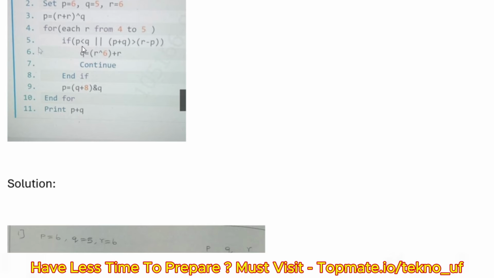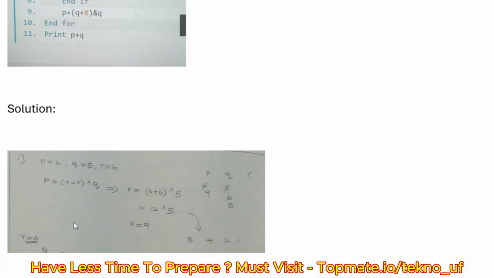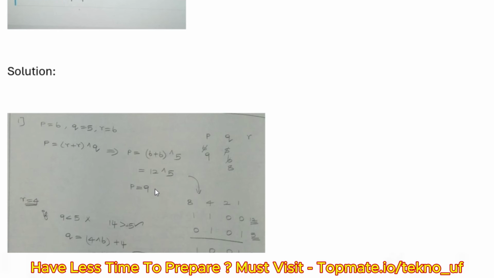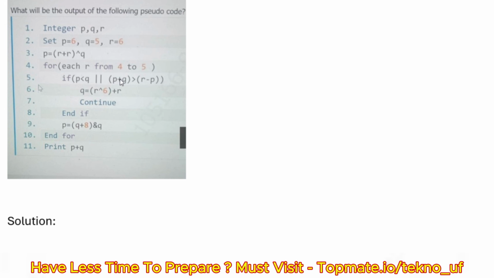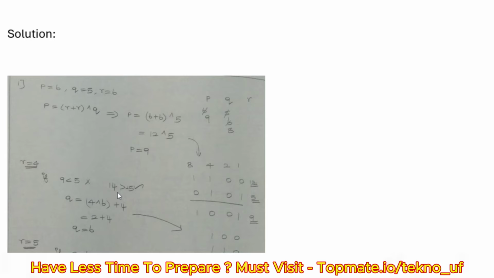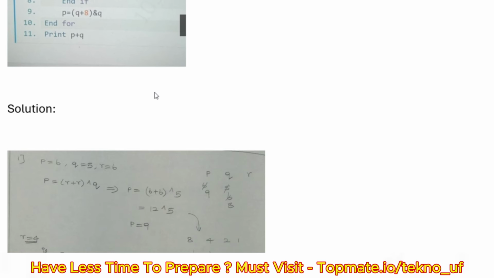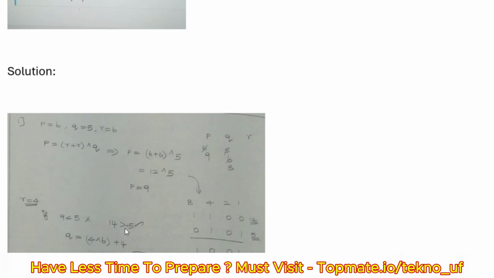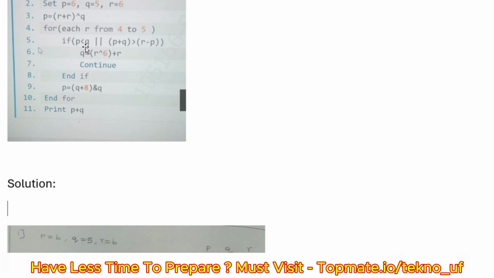So we need to check the first part. P less than Q means P equal to 9, Q equal to 5. So 9 less than 5. The condition is false. So we need to evaluate the second part. P plus Q greater than R minus P. P plus Q means 14. R minus P means minus 5. So 14 greater than minus 5. So the condition is true. So here, this one is false, and this one is true. So false or true results in true.